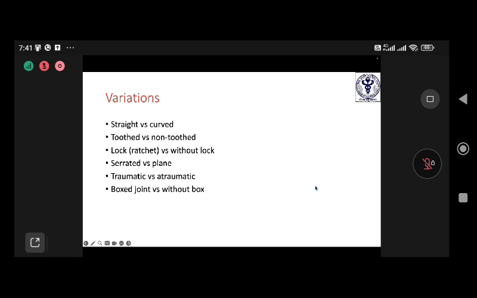Similarly, tooth versus non-tooth forceps. Locking instrument versus without lock. Again, there are a couple of advantages, a couple of disadvantages, and you should be aware of that. So these are some of the variations I'm just trying to bring to your attention. Serrated versus plain jaws of the forceps. Traumatic versus atraumatic. This is a favorite point of question again. And also, there are some instruments where the joint is boxed versus without box. So you should know what the advantages of a boxed instrument are and what the disadvantages are without that.